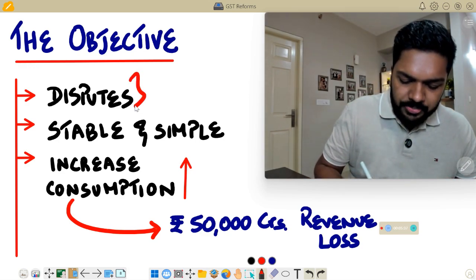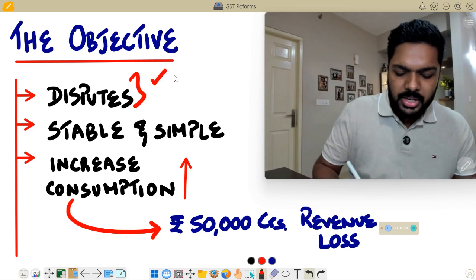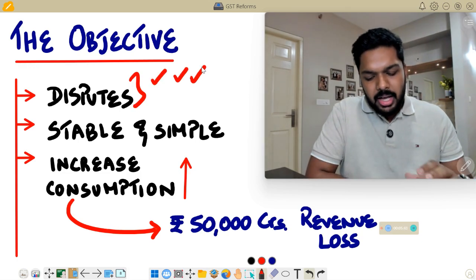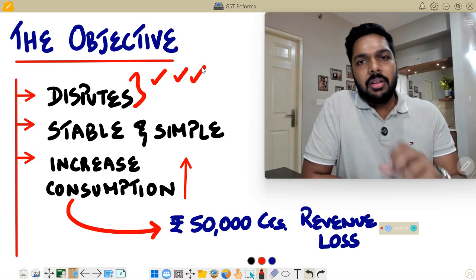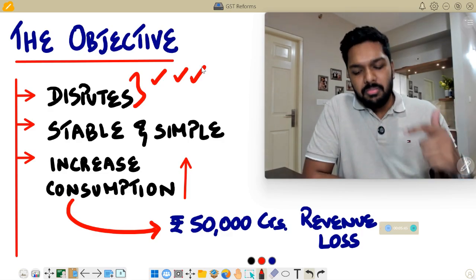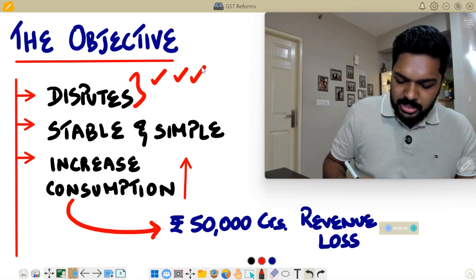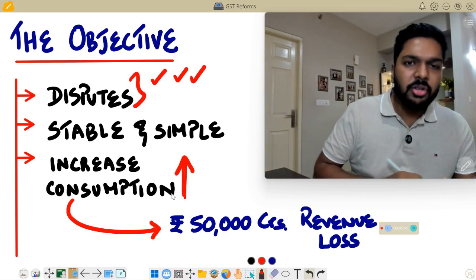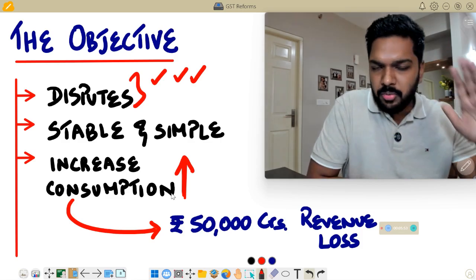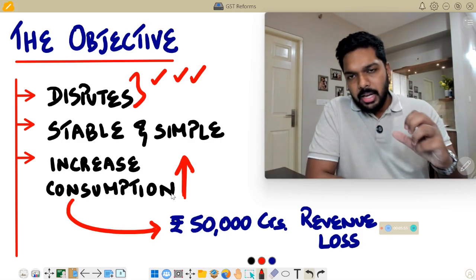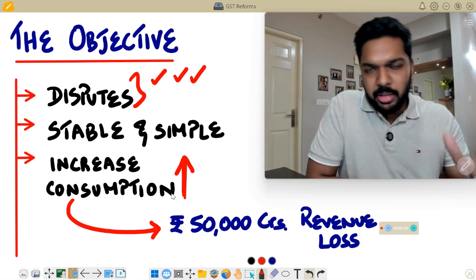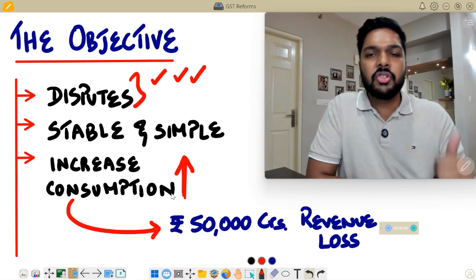Now, coming to the main objective, it is quite clear that the objective of the government is to definitely reduce disputes in terms of classification, litigation, ambiguity, to make the GST structure, especially rates, more stable, more simple, more transparent. But the major objective is to increase consumption. Now, with the increase in the US tariff rates for Indian items, which is around 50%, the impetus is to follow Atmanirbhar Bharat, wherein domestic consumption should be increased.